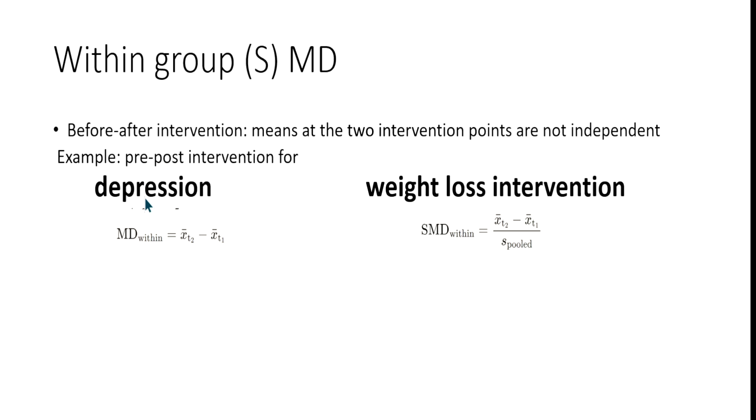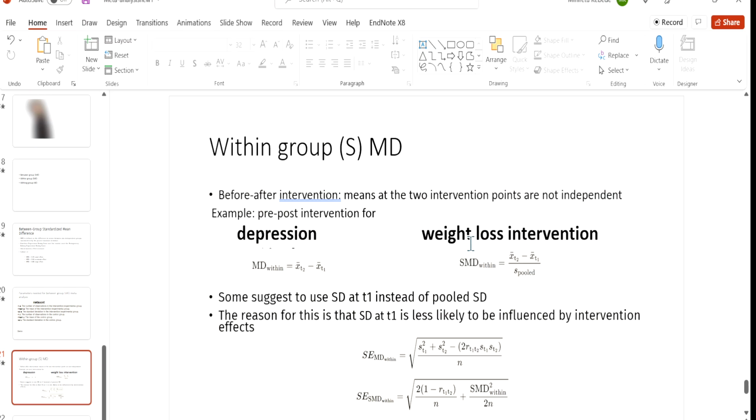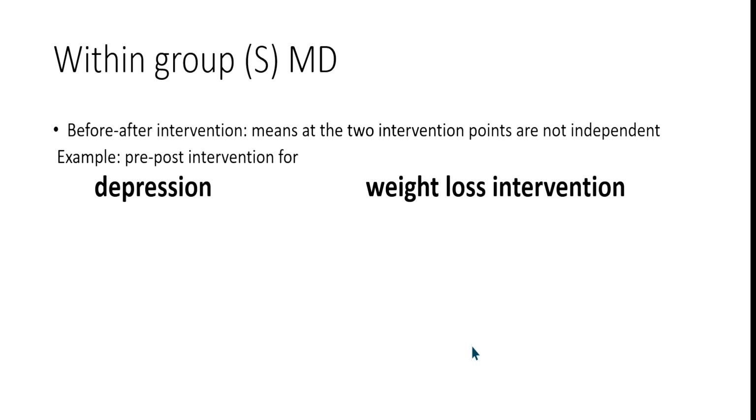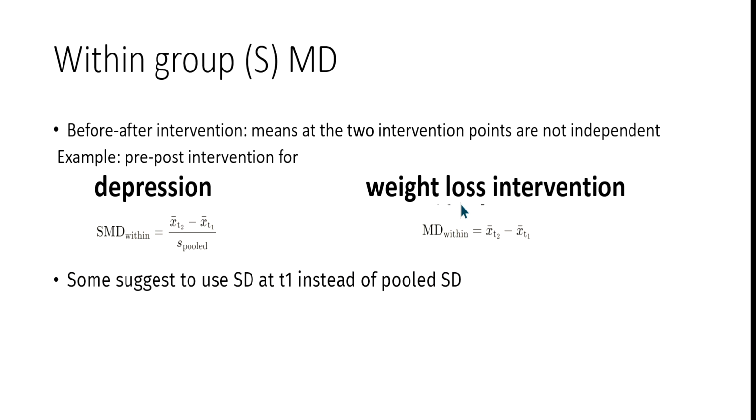For depression, because it could be measured on different scales, you need to have this standardized. Actually, let me move this, because it's not supposed to be here, and this is supposed to be here. So that's how you calculate the within-group standardized mean difference.